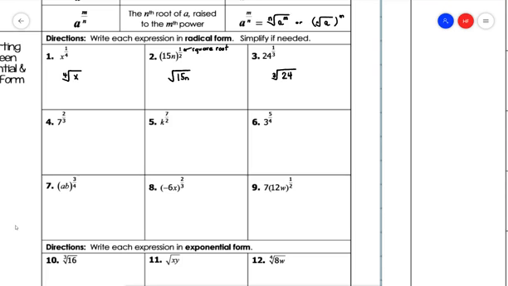Since it says simplify if needed, we're going to go ahead and simplify this, rewriting it with its prime factors. 24 is 12 times 2, which is 2 times 6, which is 2 times 3. So we've got 2 to the 3rd times 3, which means we can take that 2 out and leave the 3 on the inside.